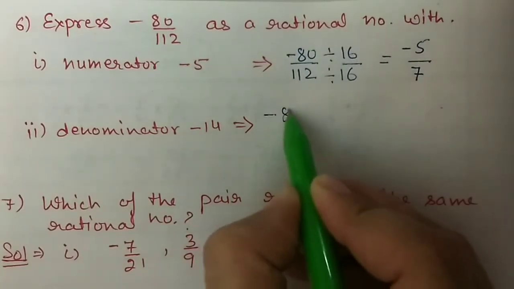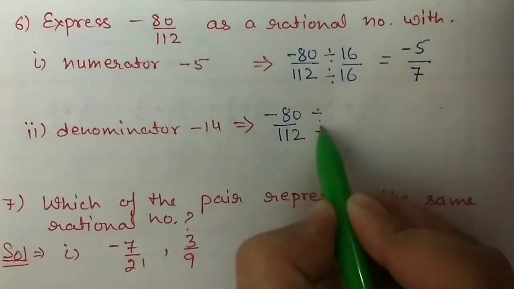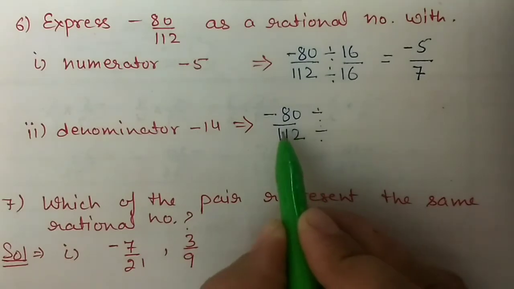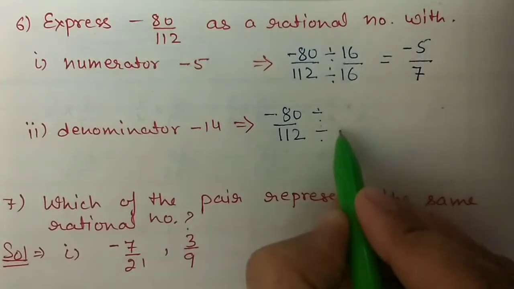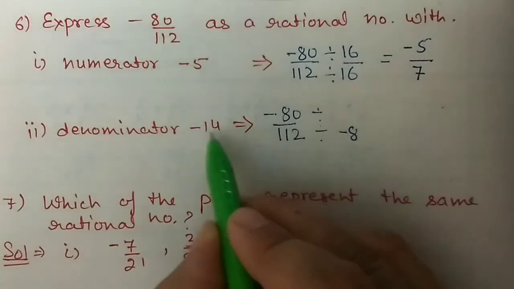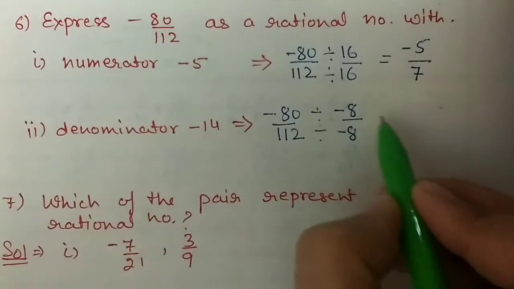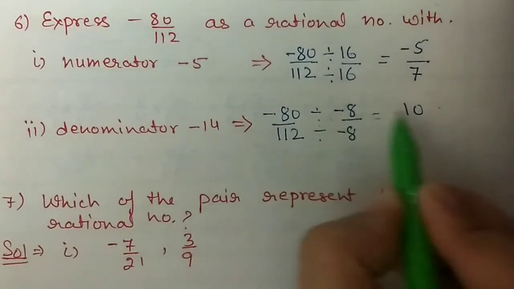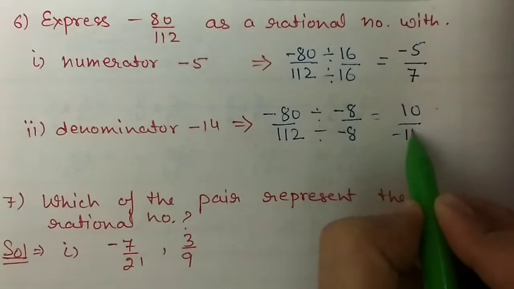Second one is with denominator minus 14. So to make it minus 14, this 112 you have to make minus 14. So to make it minus 14 you have to divide it by minus 8, because we want minus 14. So same thing we will do up also. We will divide the numerator also with minus 8. So this will become 10. Minus 80 divided by minus 8 is 10. And 112 divided by minus 8 is minus 14.